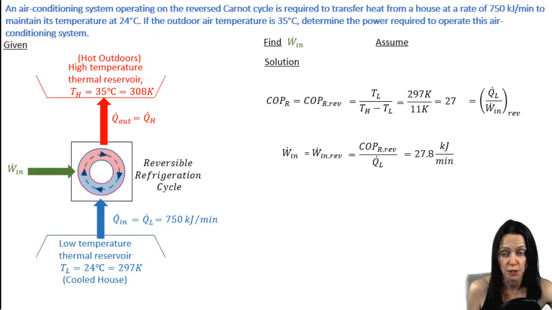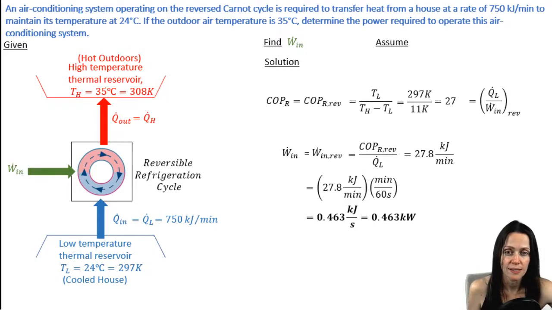Looks like I've got everything that I need. I've got the coefficient of performance, I just solved for that. I've got Q_L, which was in terms of kilojoules per minute, so I calculate the power in kilojoules per minute. But if I wanted to get it in terms of kilowatts, I could do that with a little unit conversion.